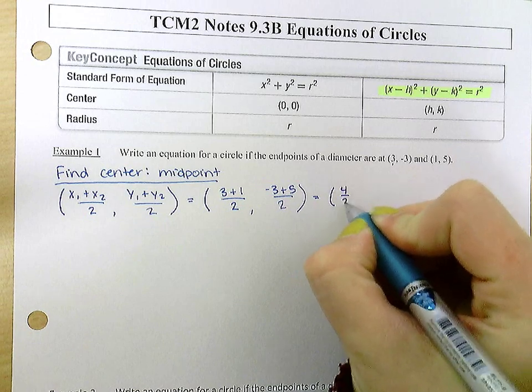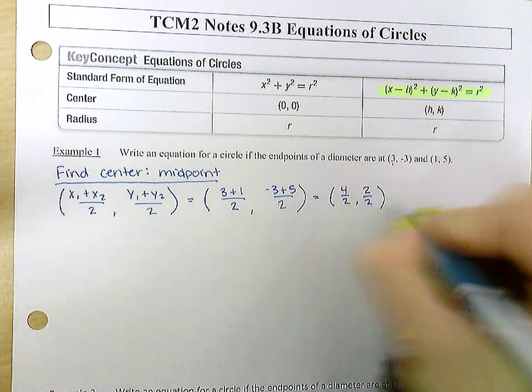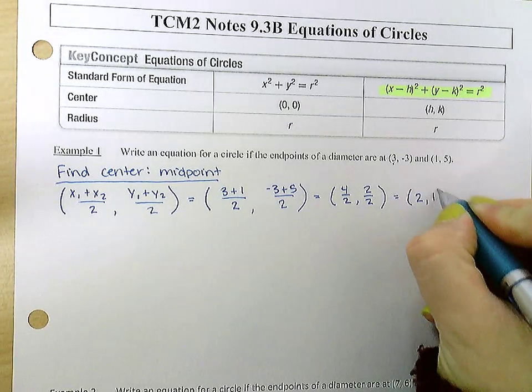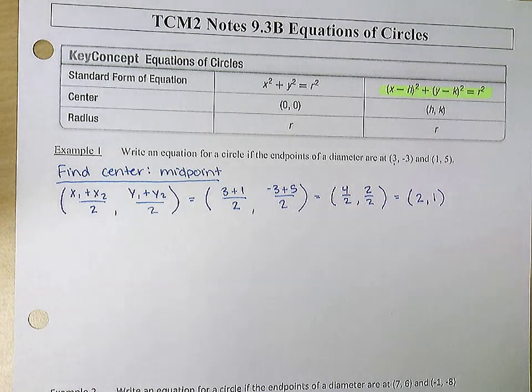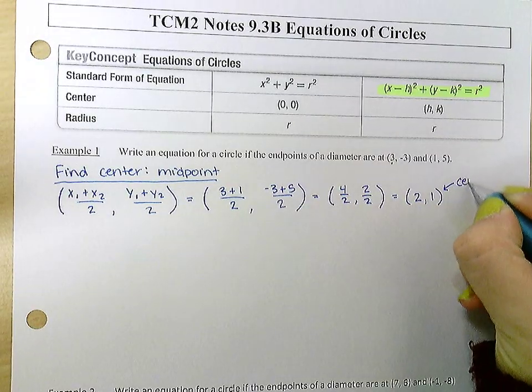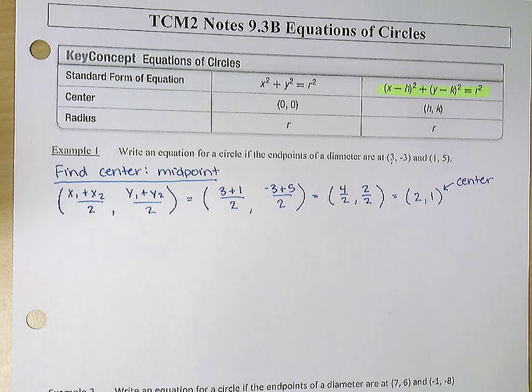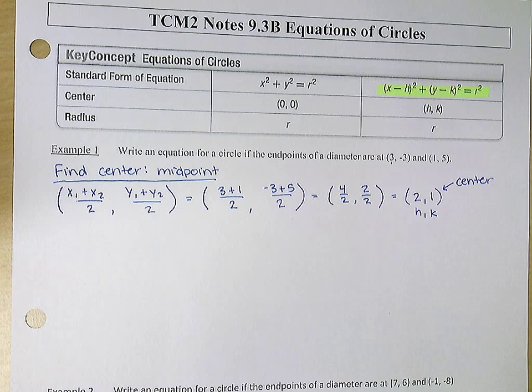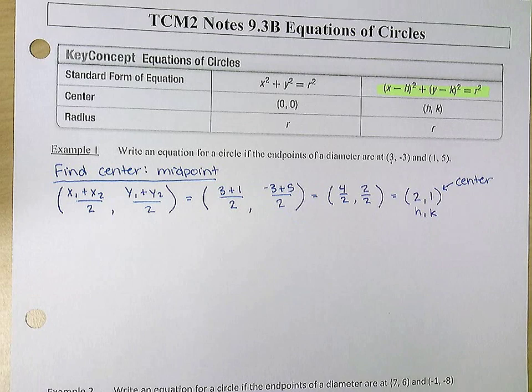So I have 4 over 2 and 2 over 2, which is just equal to (2, 1). And that point is your center. I'm finding the midpoint of that diameter. That is the center of your circle, so that is your h and k point. To write out my equation of a circle, I still need the radius. So my next step is to find the radius.